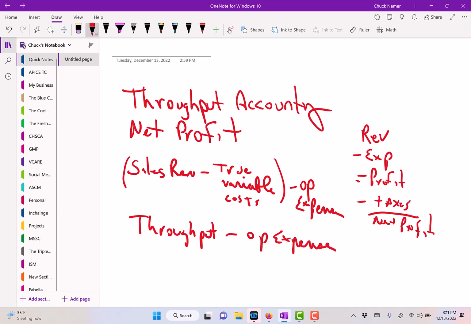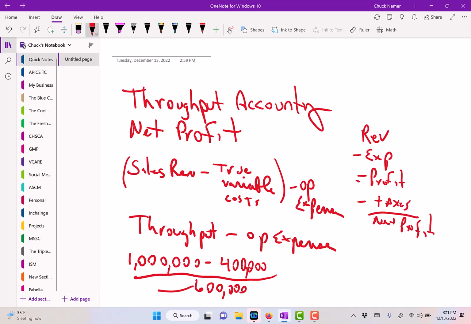So the way to read this, we'll just put some numbers on it. If my sales revenue is $1 million, that's what actually went out the door. Sales revenue is $1 million. The true variable costs on those $1 million is $400,000. Then our throughput is $600,000. That's what our true revenue is on what went out the door. And then the operating expenses during that time, let's say were $250,000. Then our actual net profit would only be $350,000.